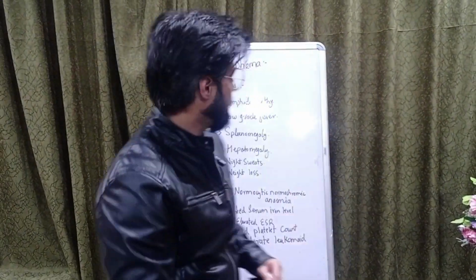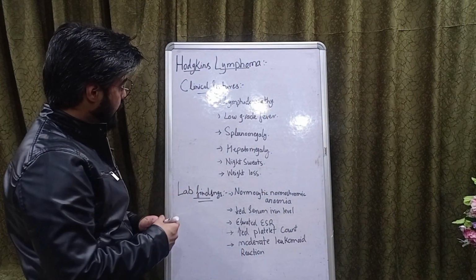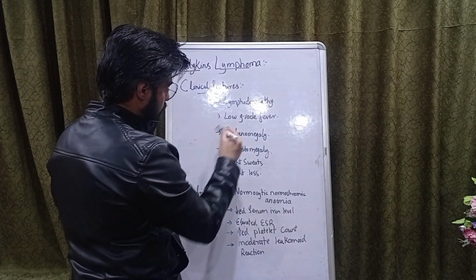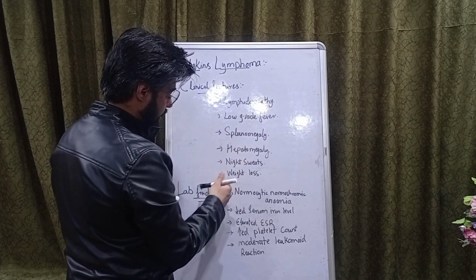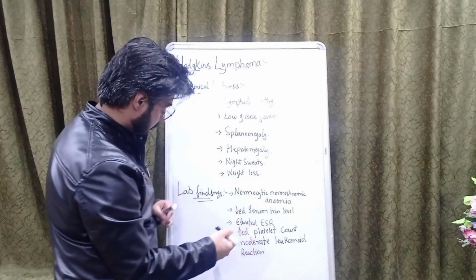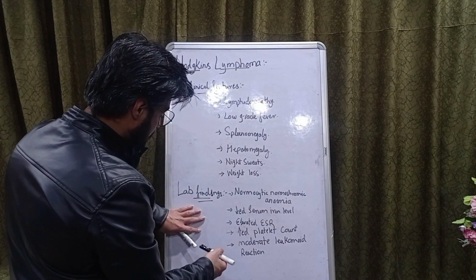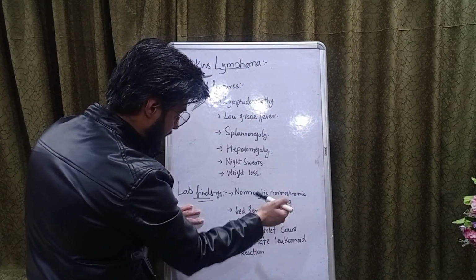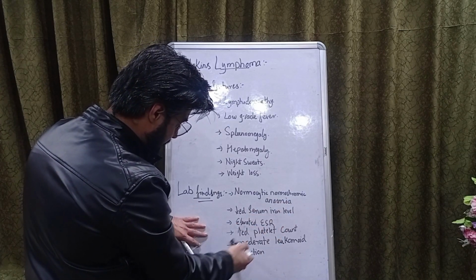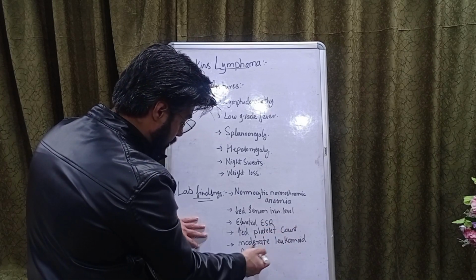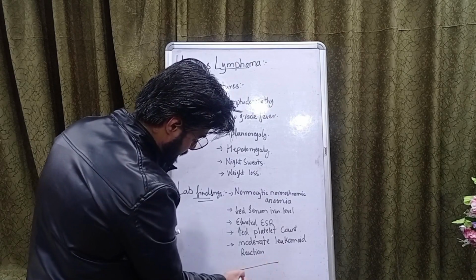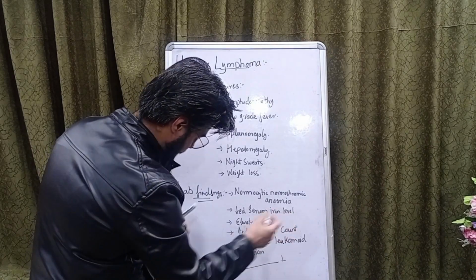Now coming to the clinical features: lymphadenopathy, low grade fever, splenomegaly, hepatomegaly, night sweats, and weight loss. Fine. And the lab findings are normocytic normochromic anemia, decreased serum iron level, elevated ESR, increased platelet count, and moderate leukemoid reaction. That's it.